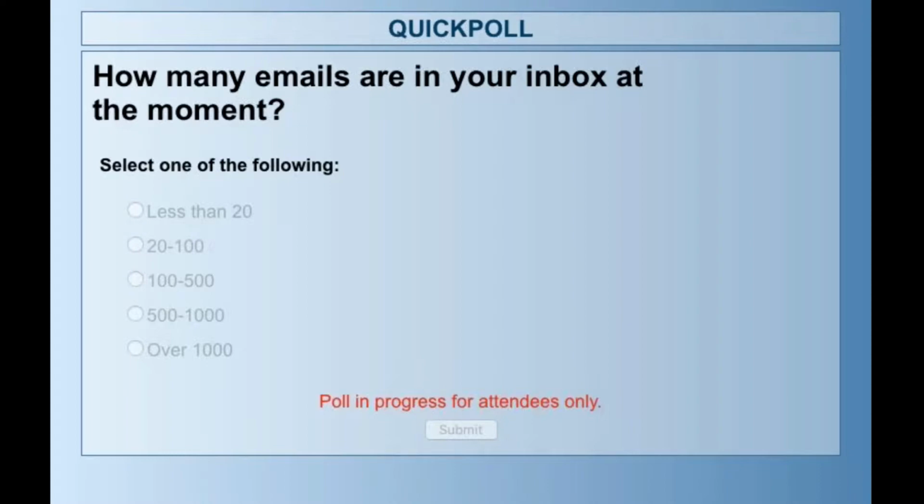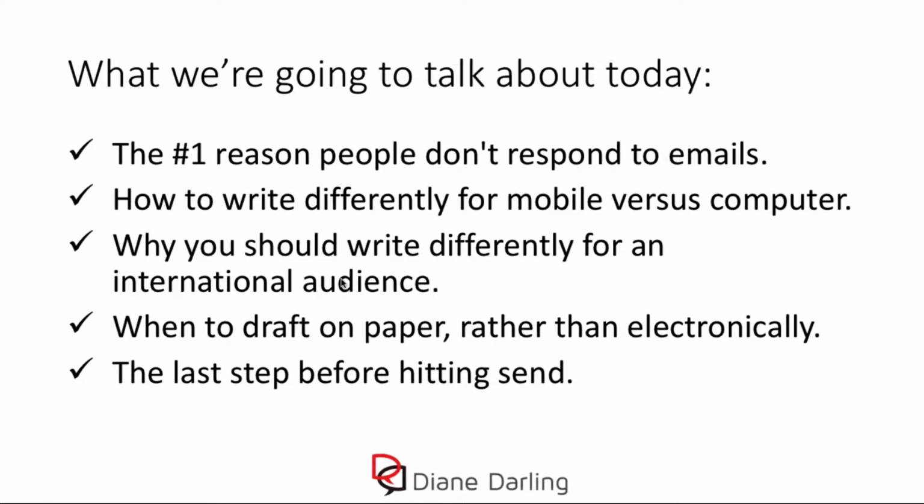So here's what we're going to talk about today, and then I'm going to break it down bit by bit. The number one reason why people don't respond to your emails. How to write differently from mobile. Most people are looking at their emails on a mobile device. For me, I often look at them on 2 or 3 devices. I will check it on my mobile, and then I might answer it differently on my computer. I'm going to talk about the international audience. I have taught this workshop to international companies, and we're going to talk about how you need to write differently for that. When to maybe draft your message on paper versus electronic, and also the very last thing you want to do before you hit send. All right, so let's get started.